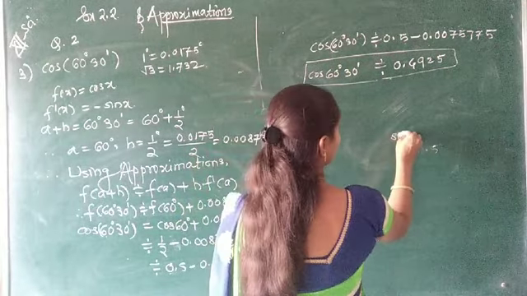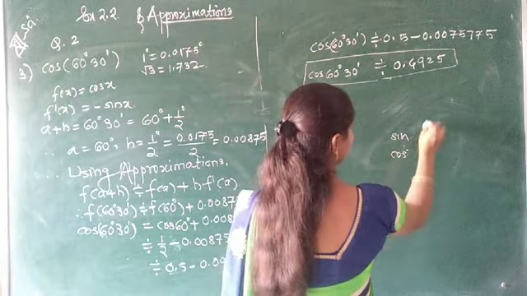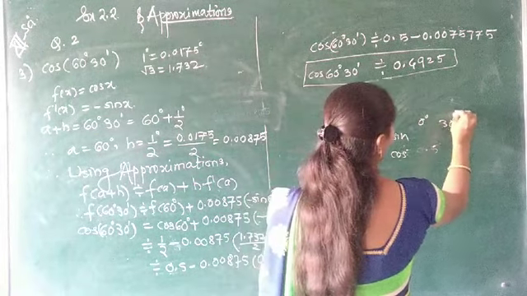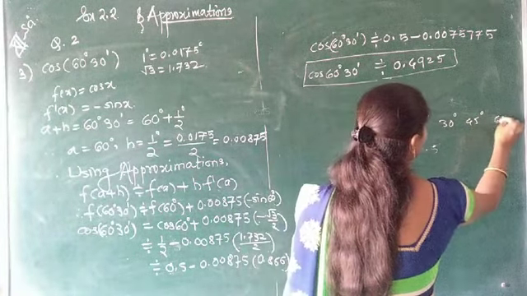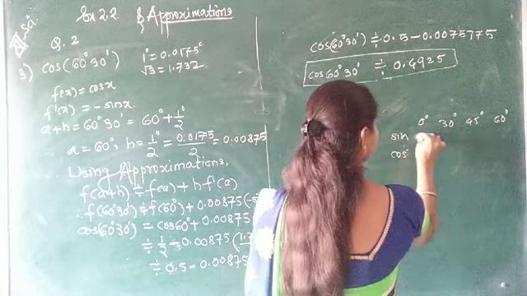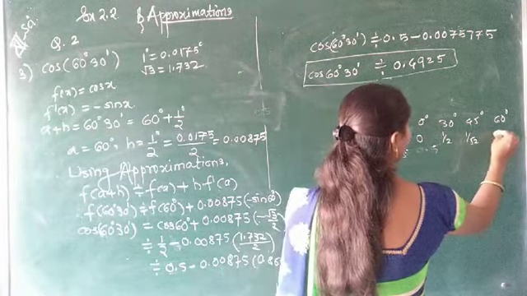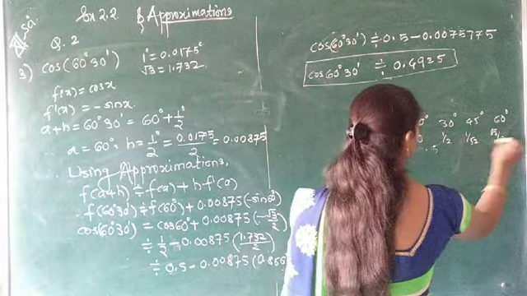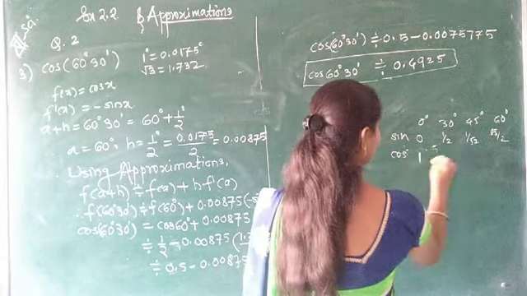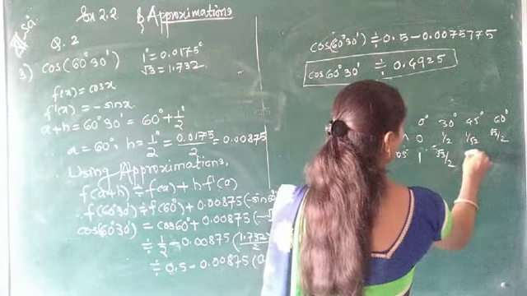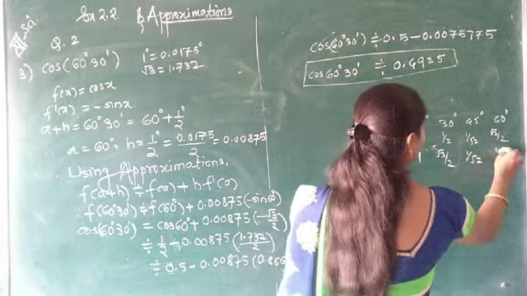Now see, sin and cos of 0 degree, 30 degree, 45 degree and 60 degree. Sin 0 is 0, sin 30 is 1/2, sin 45 is 1 upon root 2 and sin 60 is root 3 upon 2. Here cos 0 is 1, then root 3 upon 2, here 1 upon root 2 and here it is half.